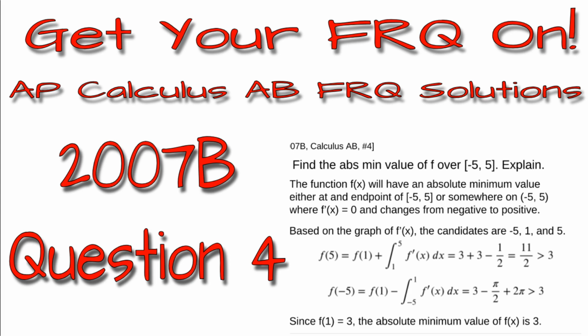This question is from 2007. It's Form B, question 4, and it is not calculator active. In the question stem, we've got the graph of f prime, the derivative of a function f. The graph consists of two semicircles and two line segments. The function f is defined on the interval from -5 to 5, and we are given that f of 1 is equal to 3.